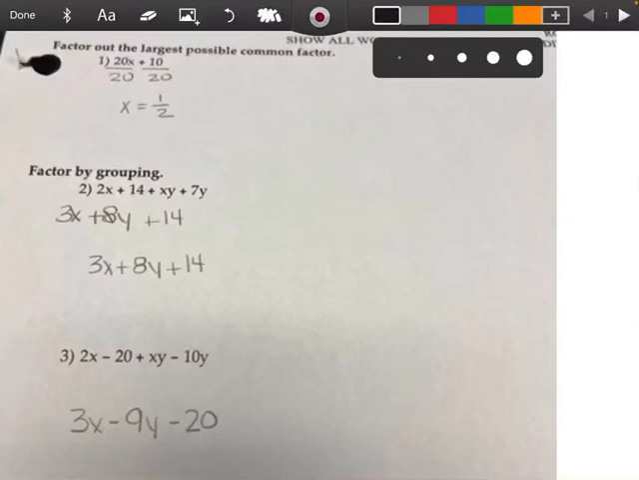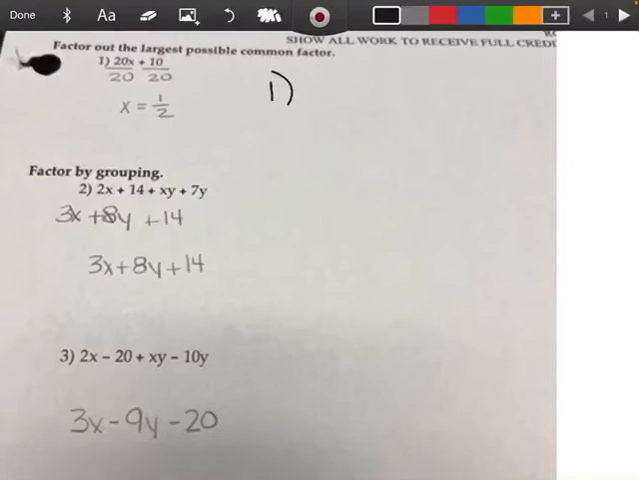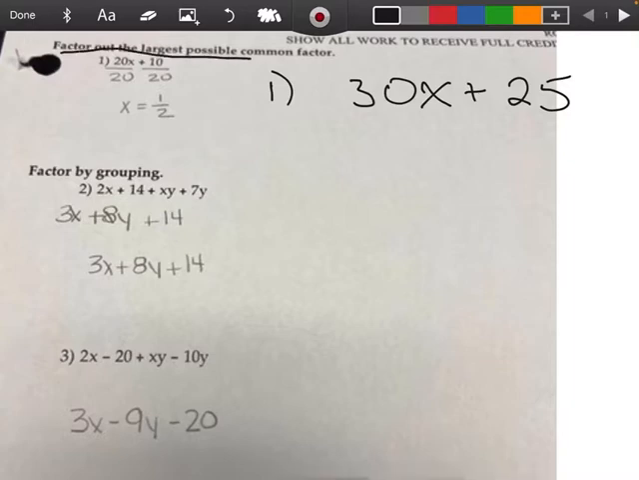Okay, so what I'm going to do here, I'm going to do problems like 1, 2, and 3. I'm just going to change the numbers around a little bit. So if I was going to do a problem similar to number 1, instead of 20x plus 10, how about if I put something like 30x plus, let's say, 25, okay? And we're still going to factor out the largest possible common factor.